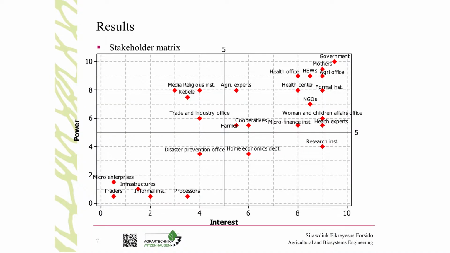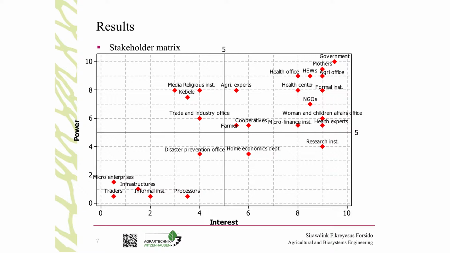So this figure shows the power and interest of the different stakeholders that were available there. And as you can see, there are 4 distinct quadrants. The high power, high interest quadrant includes mothers, health extension workers, and others. The second one is the high power, low interest group, including media, religious institutions, and Kebele. Kebele is the lowest administrative unit in Ethiopia.